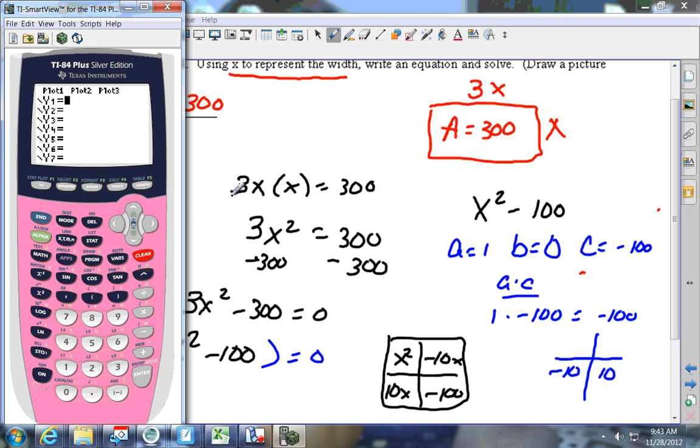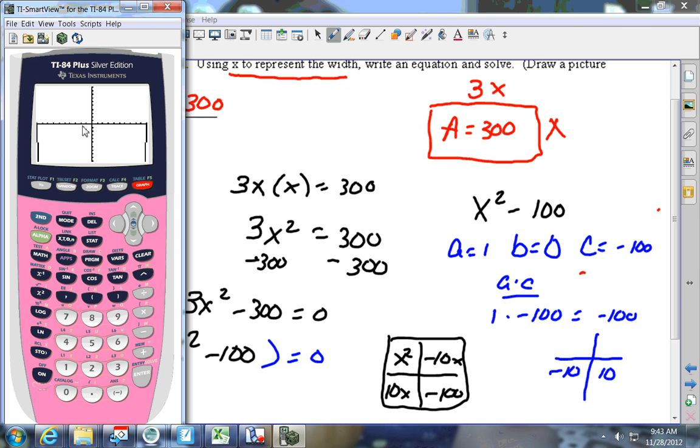On this right here, what I would do is put 3x squared minus 300 into y1. And you can press graph and see if you can see where it crosses.